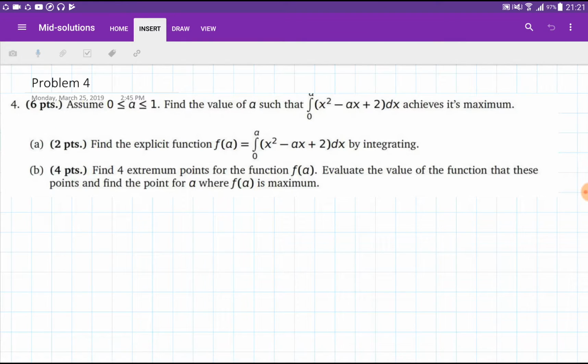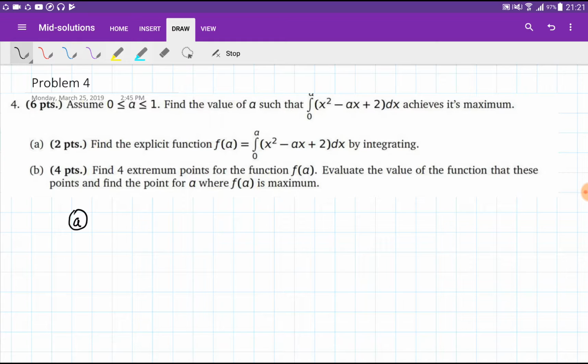In this problem, we're given a function which is given in integral form. On the first part, we need to figure out the explicit form. So basically, we need to get rid of this integration by simply integrating this function. We'll integrate the function x squared minus ax plus t with respect to x.